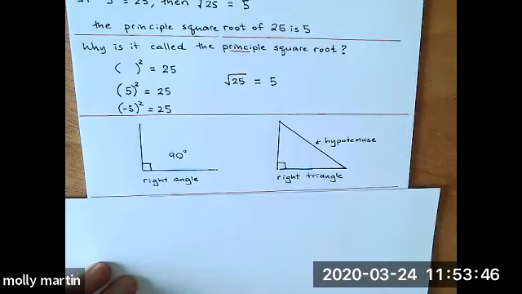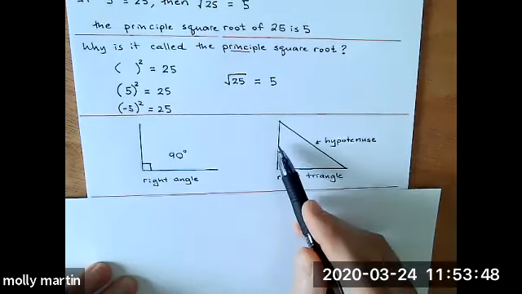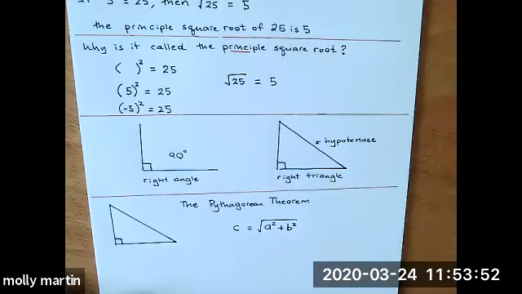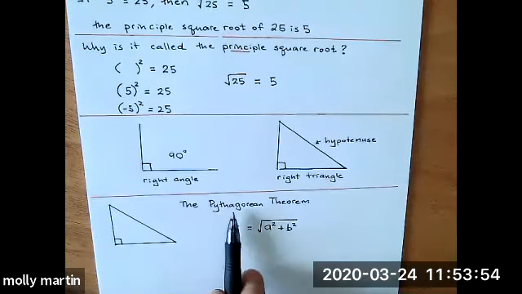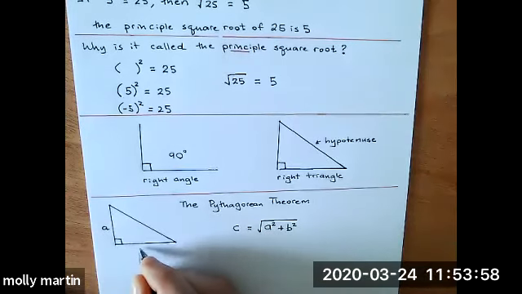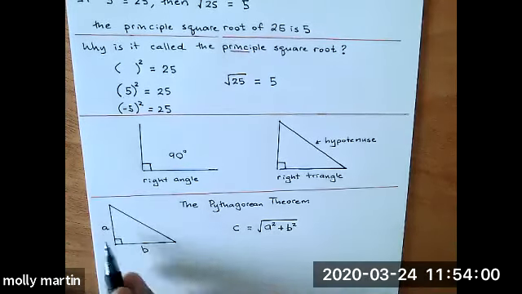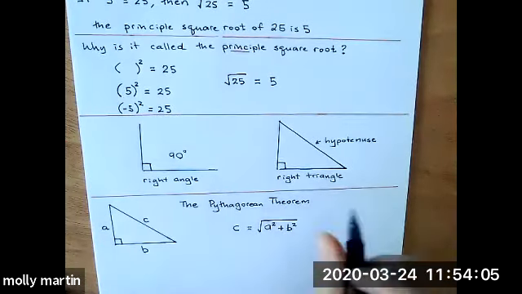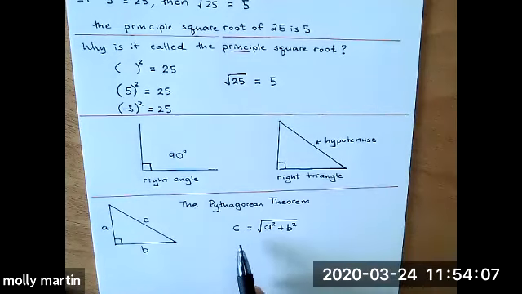There's a theorem that relates the lengths of the 3 sides of a triangle. It's called the Pythagorean Theorem. So if the 2 short sides are A and B, the long side, or hypotenuse, can be found. It's the principal square root of A squared plus B squared.